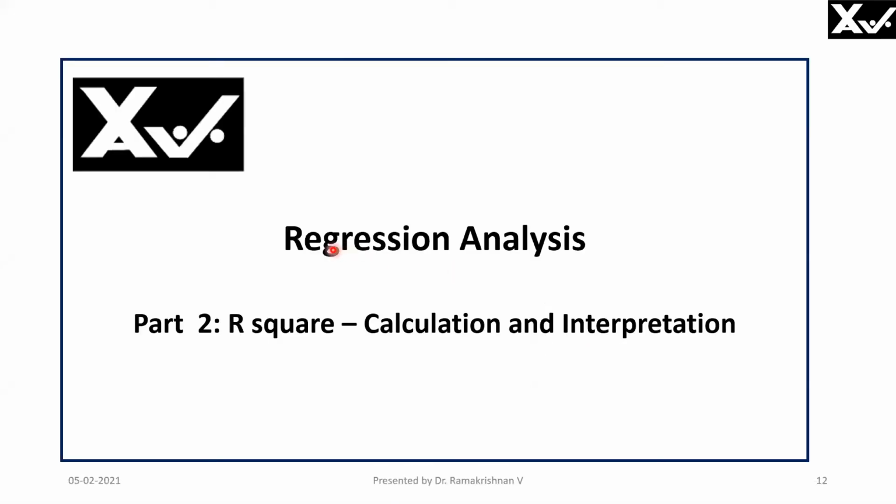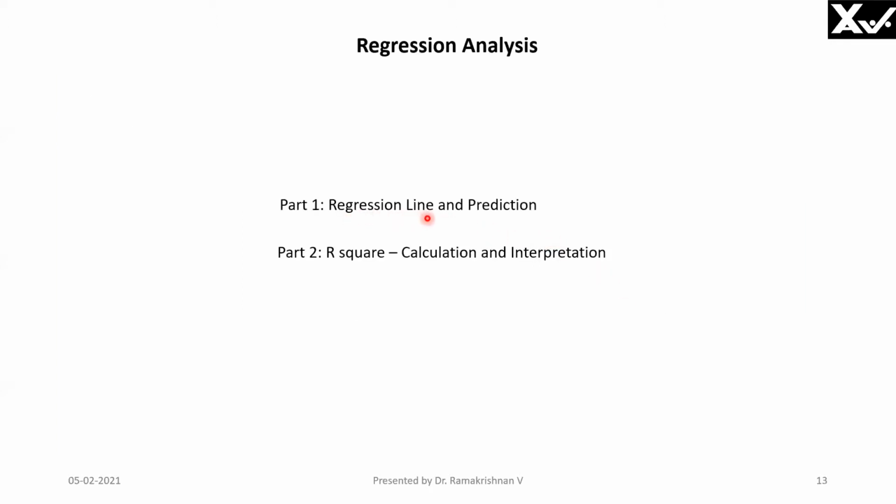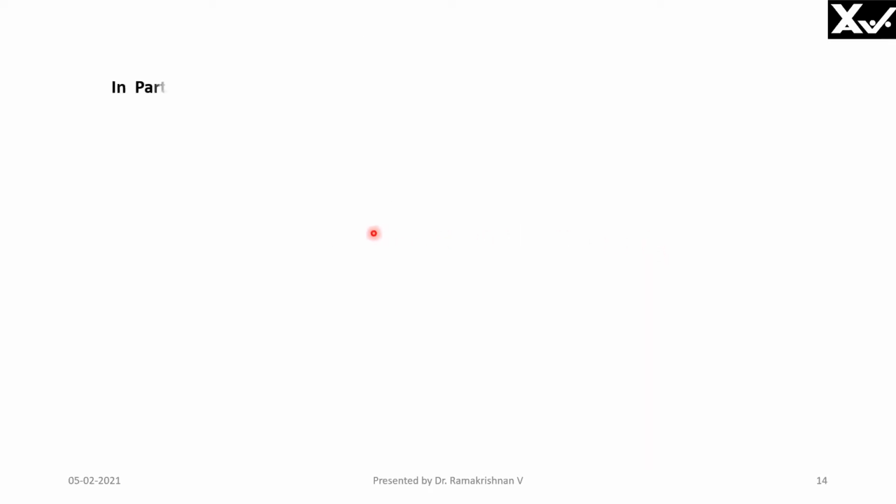Hi, we will see regression analysis part 2, R square, calculation and interpretation. In part 1, we have seen regression line and prediction equation. In part 2, we will see R square, calculation and interpretation. In part 1 video, we have found out the prediction equation for a given set of data.